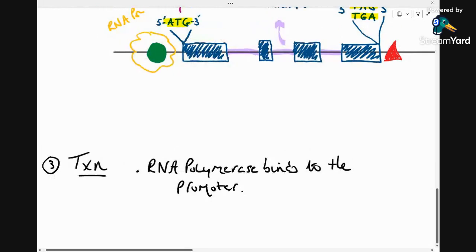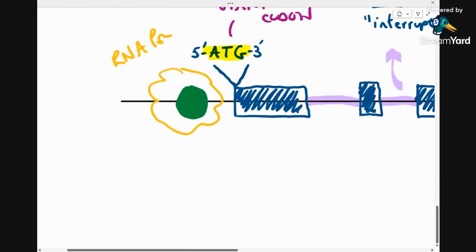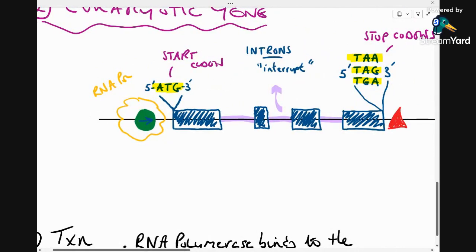How it does that, we will come across in a few lessons' time. So RNA polymerase, in orange here, binds to the promoter. Don't forget the promoter contains the directional information to start transcribing from left to right, in this case, from 5' to 3'.